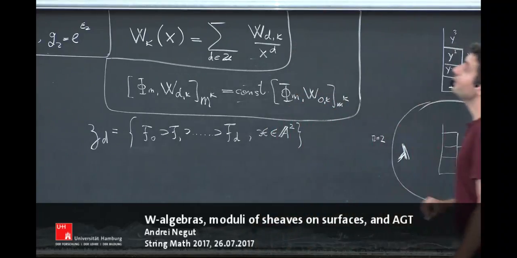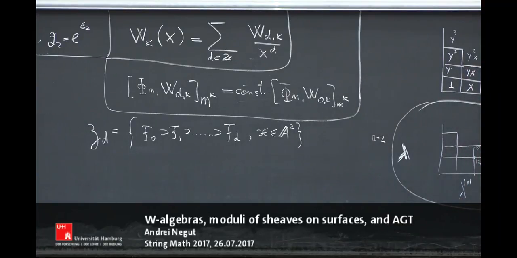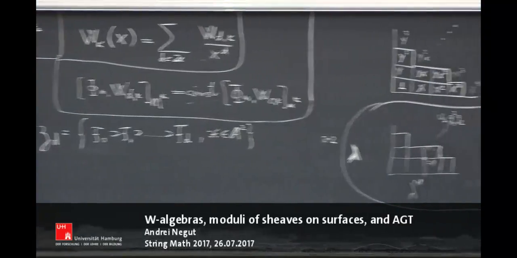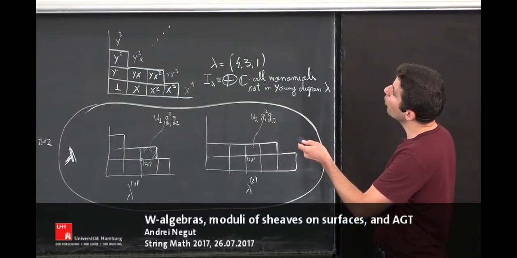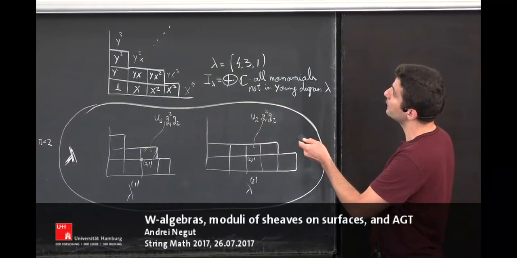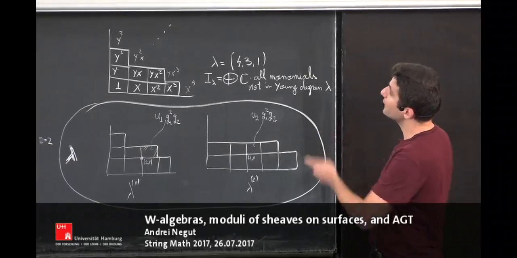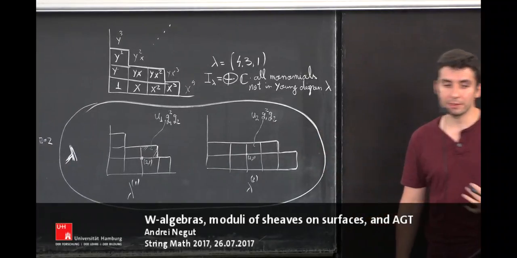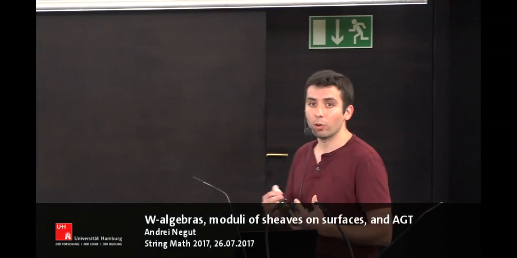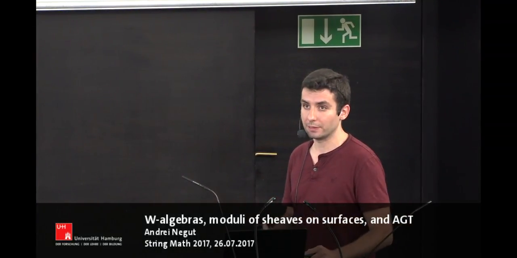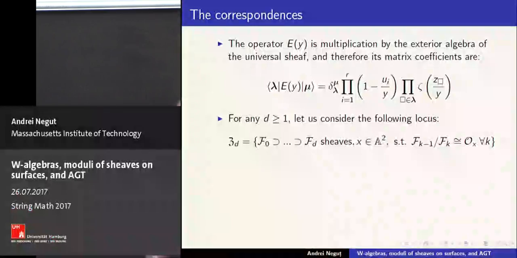And the only condition we impose here, and this is actually a very important condition, without which this would not have worked, is the fact that all of the successive quotients here are skyscraper sheaves at the exact same points. So in other words, the modifications, the Hecke modifications of these sheaves, they all happen at the same point of the surface. And this is actually very important.